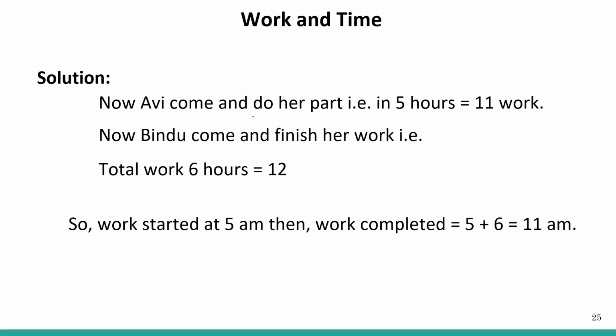Okay, now Avi comes and does her part in 5 hours. So 11 work. Now Bindu comes and finishes her work, that is total work is equal to 6 hours, that is equal to 12. Okay, work started at 5 a.m., then work completed. So 5 plus 6 is equal to 11, right?